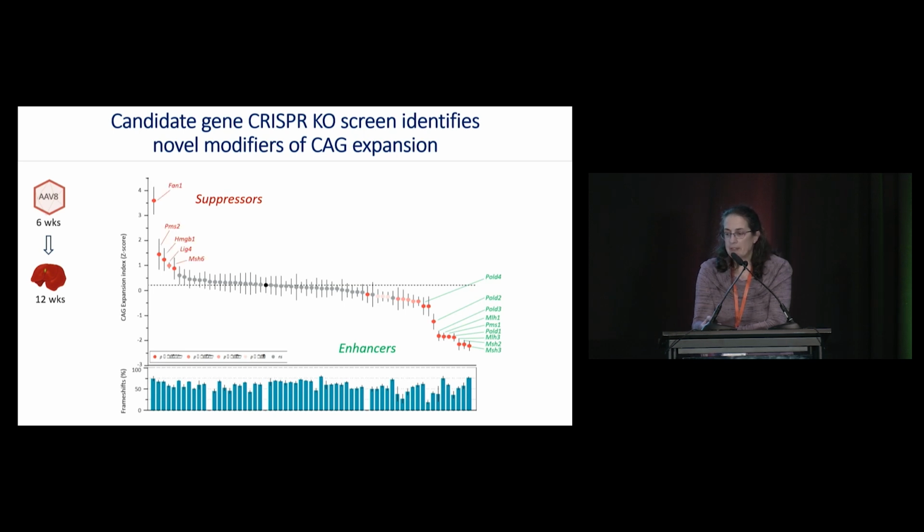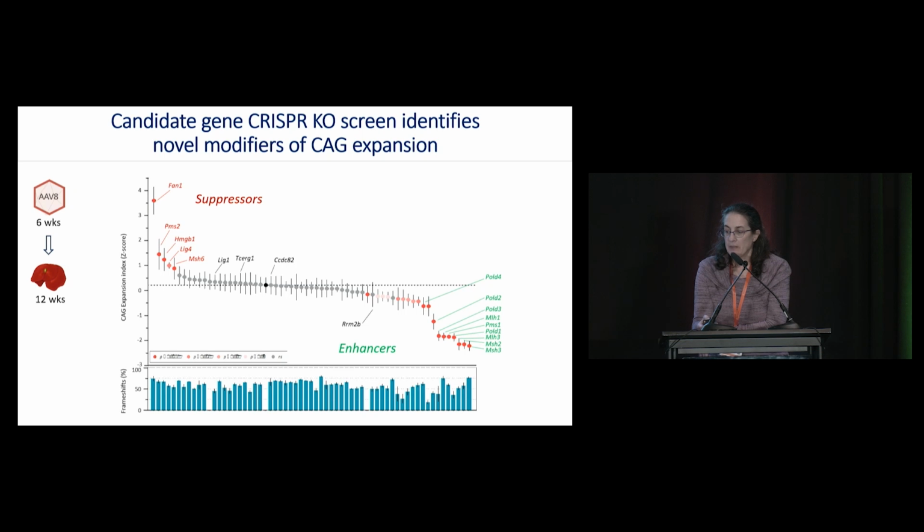And then on the left here, the suppressors, FAN1, we know that's a strong suppressor. PMS2, and we identified 2 new genes, HMGB1 and LIG4, as suppressors of repeat expansion. And so these things become potential therapeutic targets, some better than others, for modifying the rate of expansion.